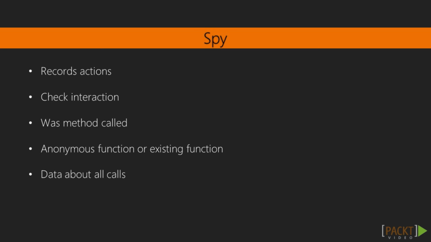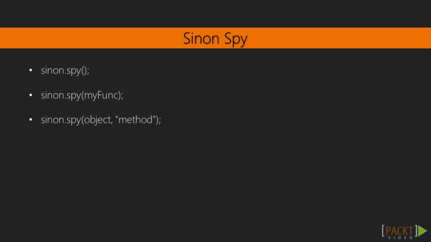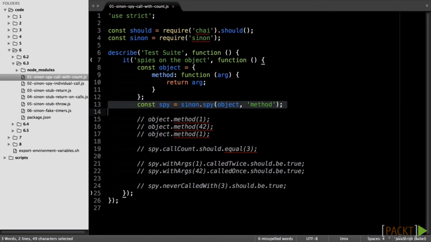After code execution, you can check if interaction is as expected. You can use it to make sure the method was called. It can be an anonymous function, or it can wrap an existing function. When wrapping an existing function, it will behave normally, but you will have access to data about all calls. Sinon.js allows using the spy method to create an anonymous spy, spy on provided function, or spy on the object method. Let's see spying in action.